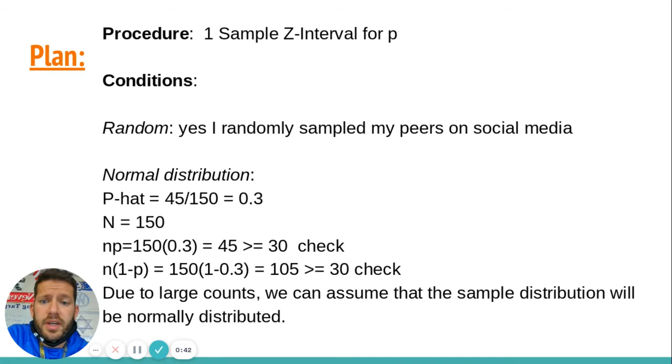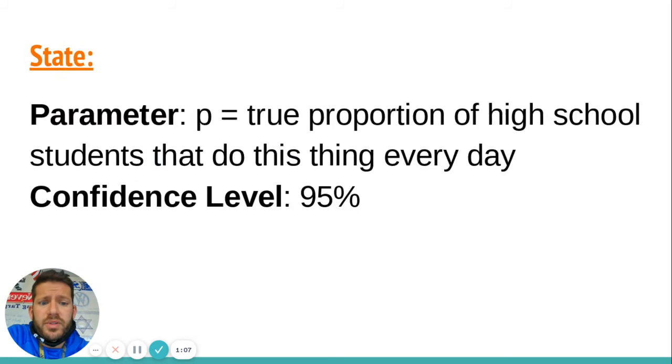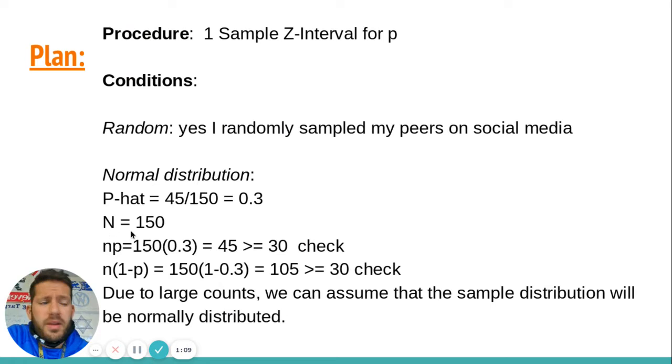I chose my confidence level to be 95%. So I wanted to do a one sample Z interval for proportions P. So I checked my two conditions, randomness, yes, I randomly selected my peers on social media. And then I had to do a little bit of work to check my normal distribution. So I had to find P hat, which is the number of yeses divided by the total. So 45 divided by 150 got me that 30%, 0.3, which I can check on, I'm pointing to it. The relative frequency there is 30%. And then my sample size is 150.